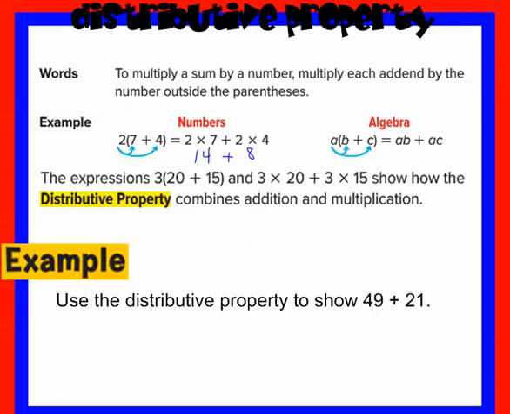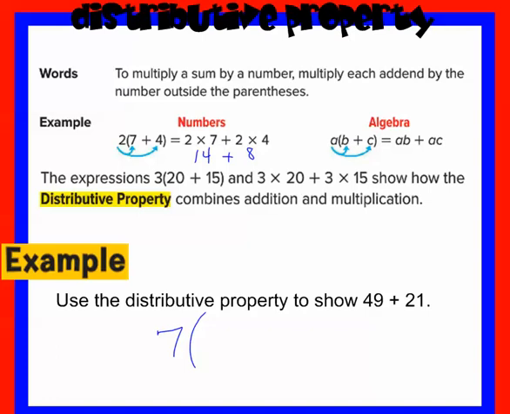Okay, let's take a look at the example on this screen. You're being asked to use the distributive property to show 49 plus 21. Now, if we were just adding those, we could put those together and we know we would get 70. But the distributive property is going to ask us to see things a little differently. So to do that, I'm going to think about common factors. And if I look at 49 and 21, I know that I have a common factor of 7. I can divide both of those numbers by 7 and get a whole number quotient in the end.